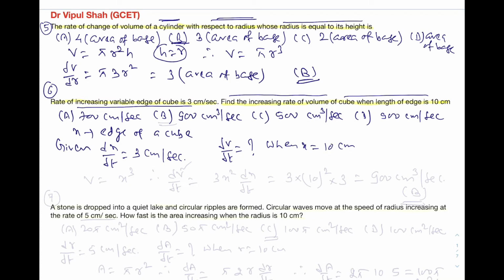Very easy question. What is volume formula? x cube. And therefore dV/dt equals 3x square dx/dt. So 3 into 10 square, and dx/dt is given to be 3. So the answer is 900. But take care, this is volume, so that is centimeter cube per second. So the option is B. Okay, simple.